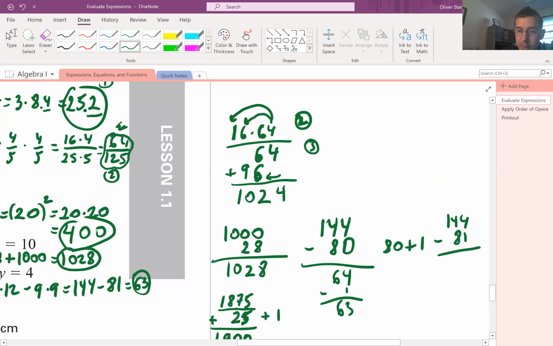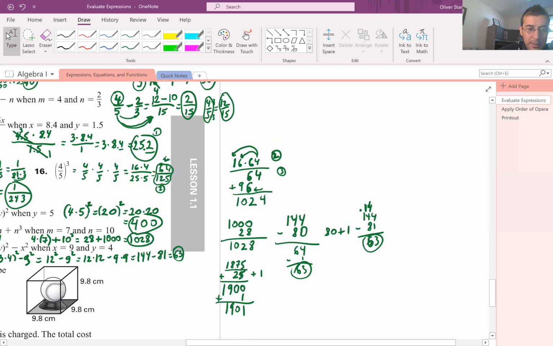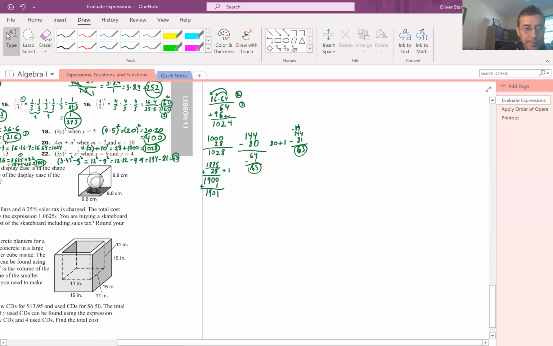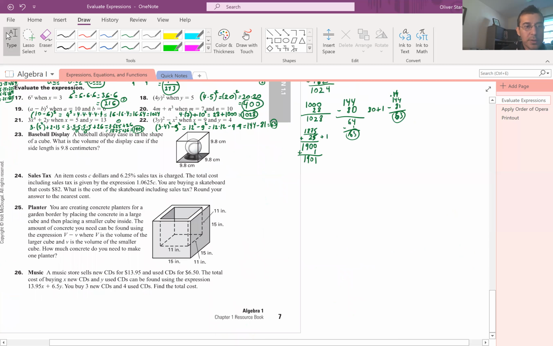So if you want to do 144 minus 81 as it is, 4 minus 1 is 3. 4 minus 8 doesn't go, so we borrow 1 from here. No, 4 minus 1 is 3. This is 14, sorry. So 4 minus 1 is 3. Then 4 minus 8 doesn't go, so we have to borrow 1. So this becomes 14. 14 minus 8 is 6. So 63. That's the same as what we got here, 63. All right? And that was 22. And we have 3 or 4 more.